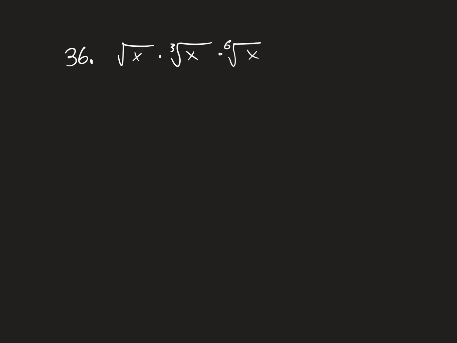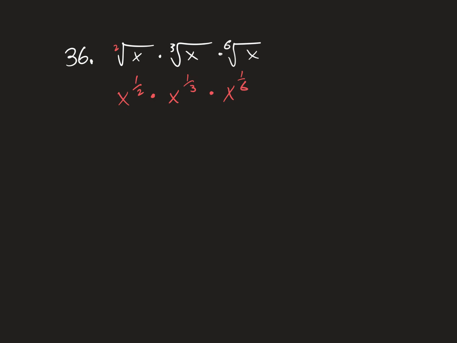Okay, this one is kind of a fun one. They've given us on problem 36 square root x, cube root x, and then the sixth root of x. So what we're going to do is take these and rewrite them as exponents first, so we can use our exponent rules to simplify this. Starting with the first one, which is a second root, this will be x to the 1/2 power. And the cube root of x will be x to the 1/3 power. And the sixth root of x will be x to the 1/6 power.